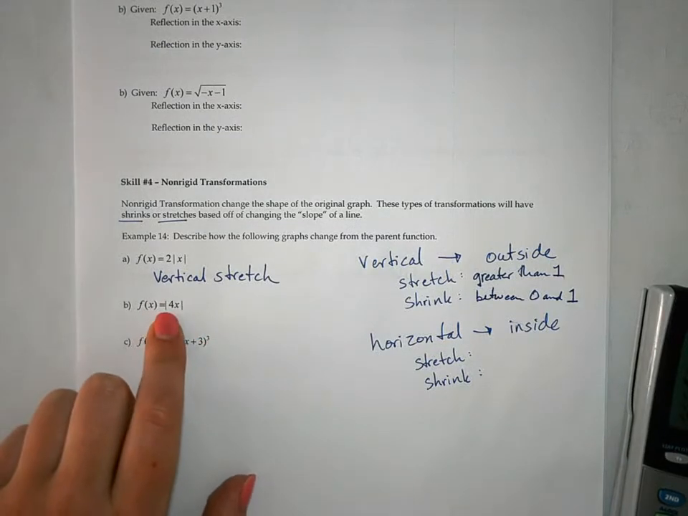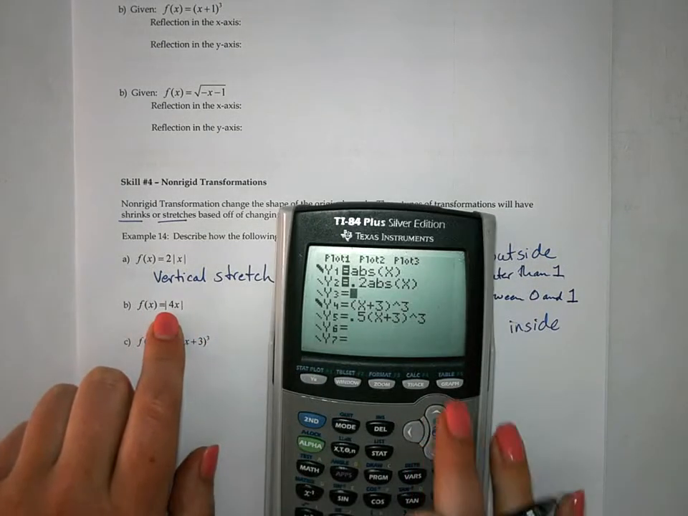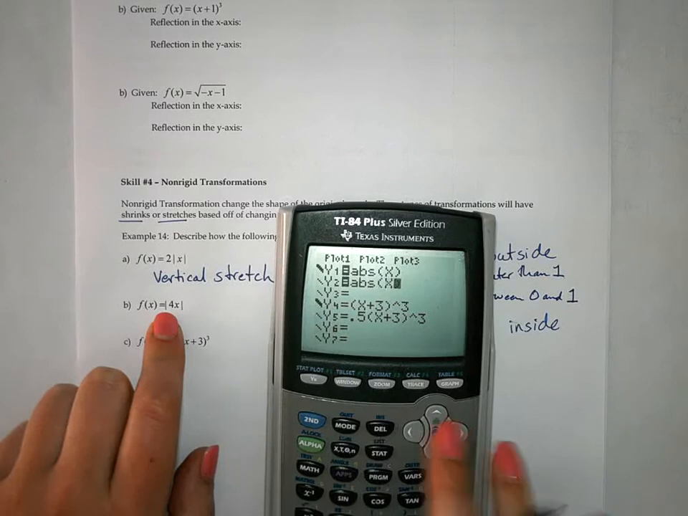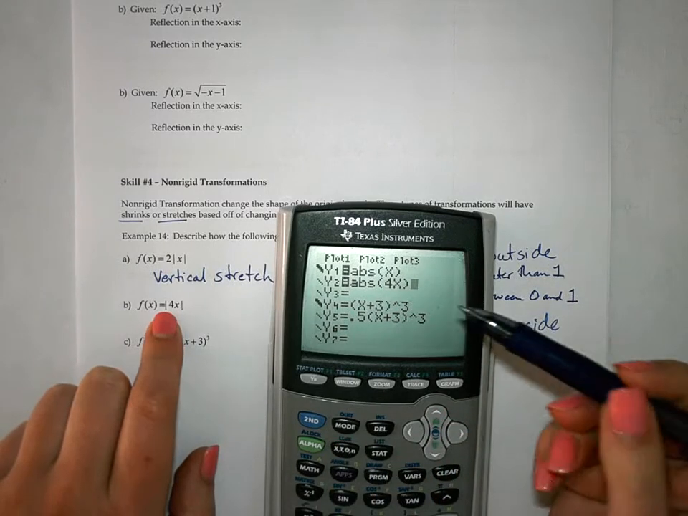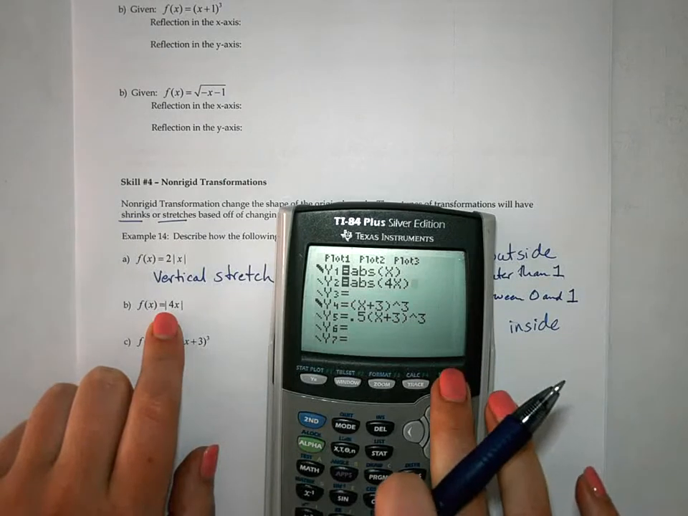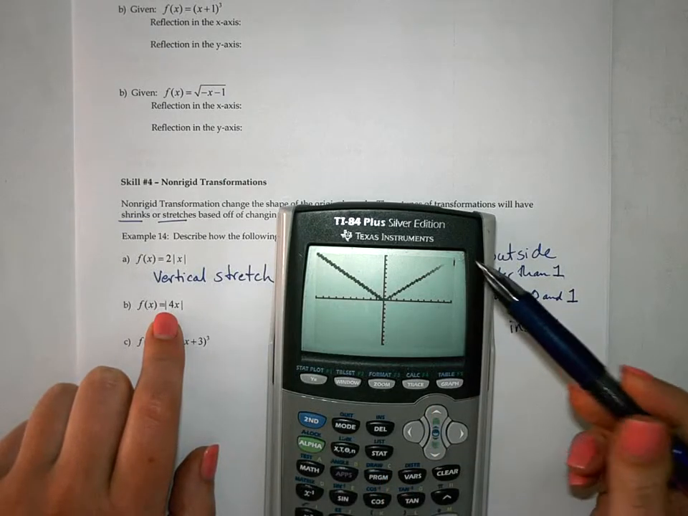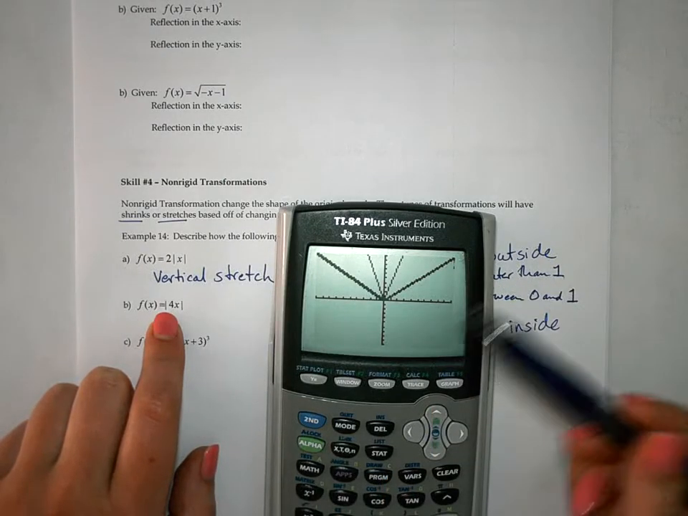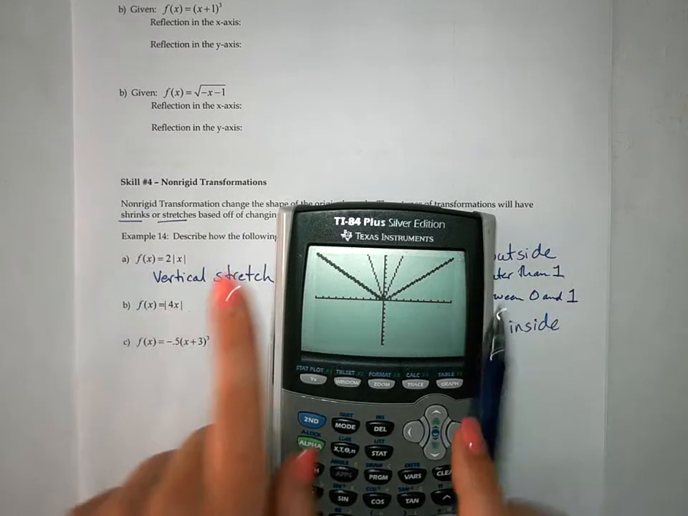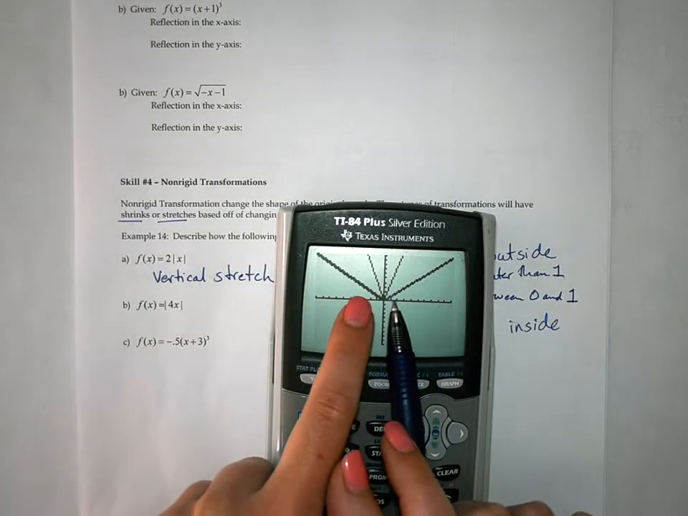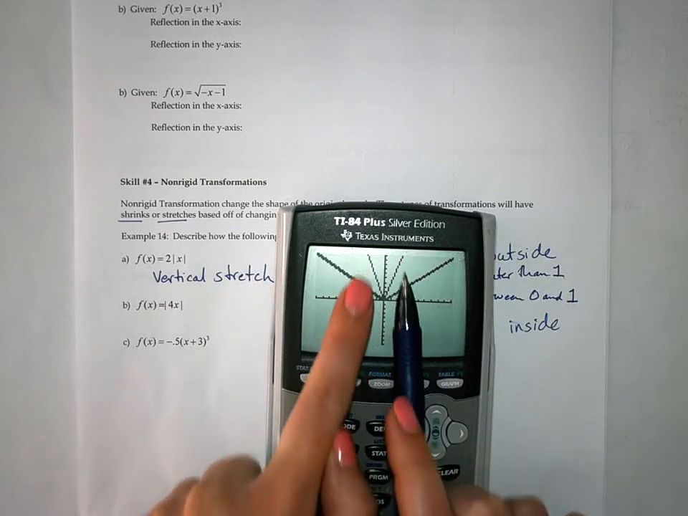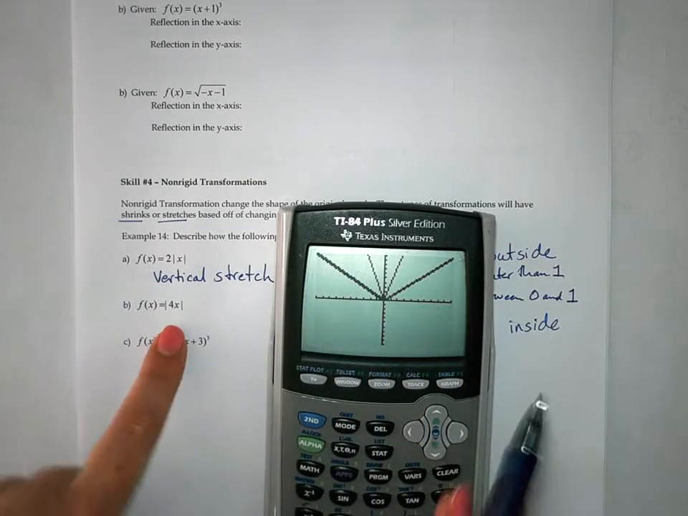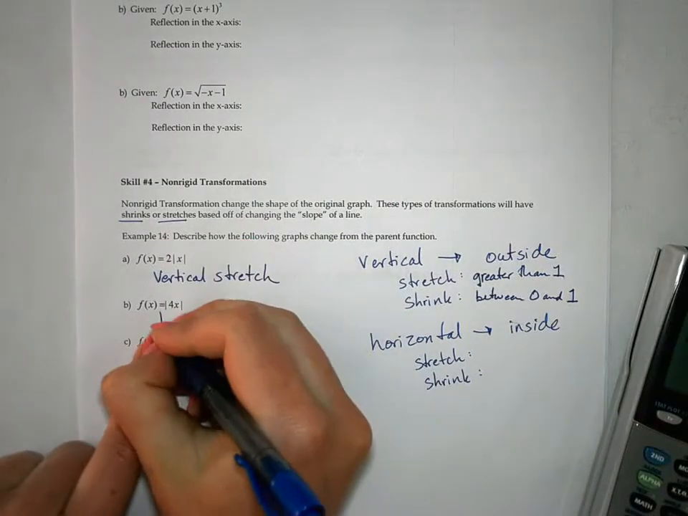Here we have example B with an absolute value, and this time the number is on the inside, and we would expect that this should be a horizontal of some sort. So the parent function again, horizontal change. Think about how horizontally it's going outwards like this, and then this one has a much smaller horizontal range that we're looking at. It's been a horizontal shrink.